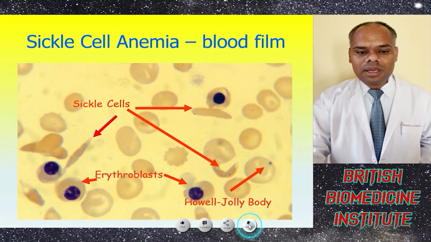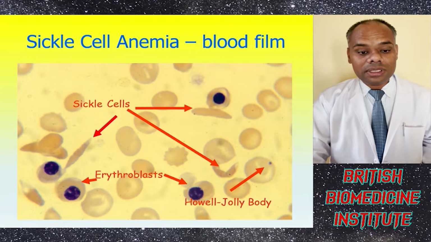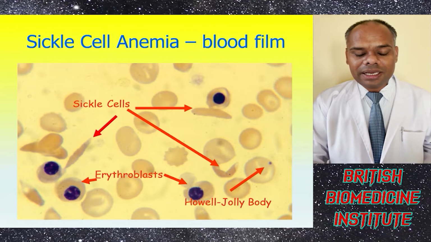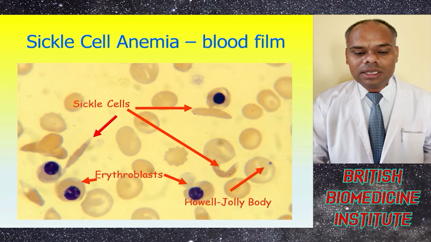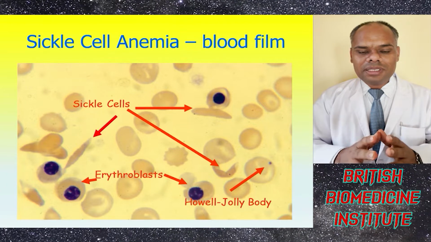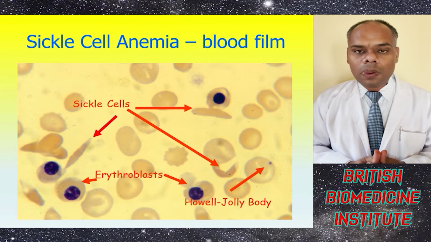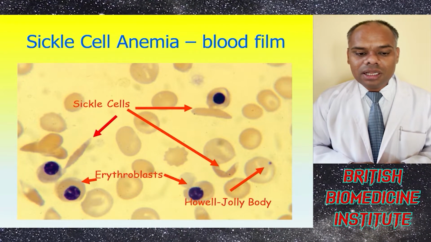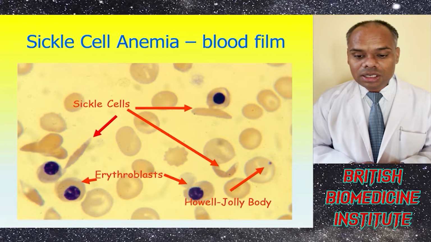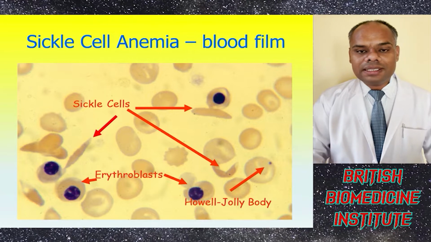In sickle cell anemia, the sickle cells become S-shaped. In this diagram, it is clearly visible that the sickle shapes are the RBCs. They have become sickled in shape, and the blue stain here indicates the sickle cell, whereas in the lower part they are erythroblasts, and the small stained bodies are known as Howell-Jolly bodies.